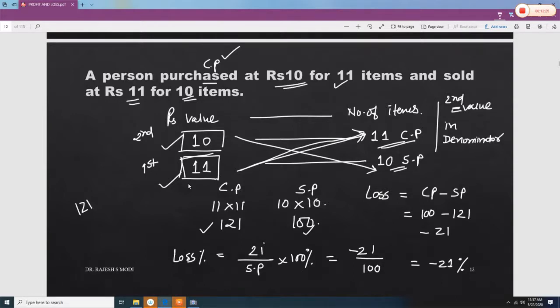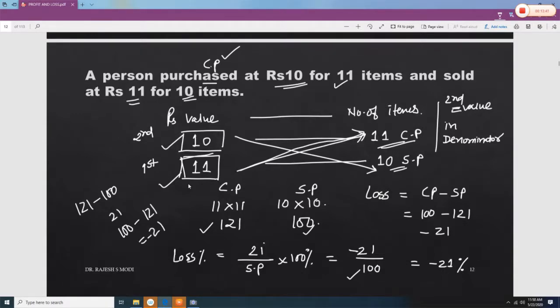So 121 minus 100, that is 21, divided by the second value, that is 10 into 10, that is 100. So minus 21%, because 100 is the SP and CP is 121, so it is a case of a loss.